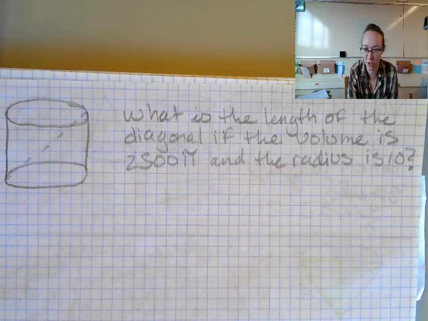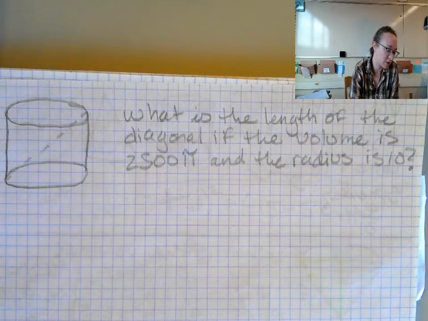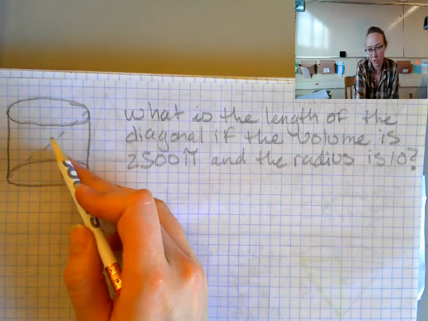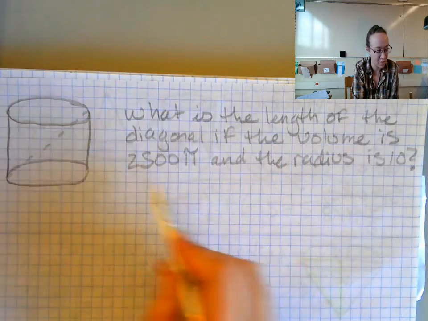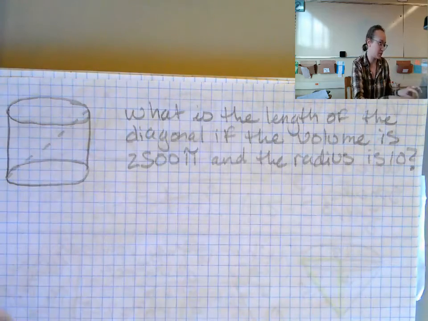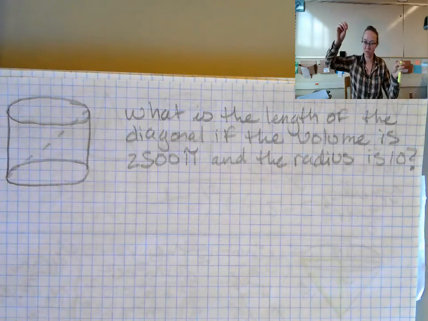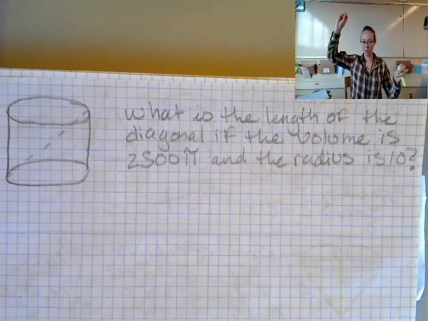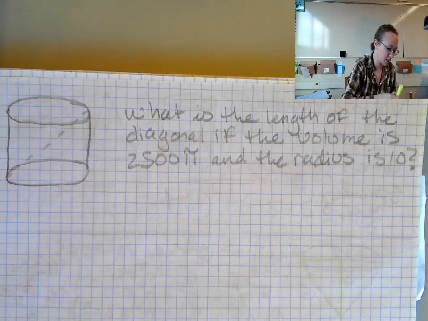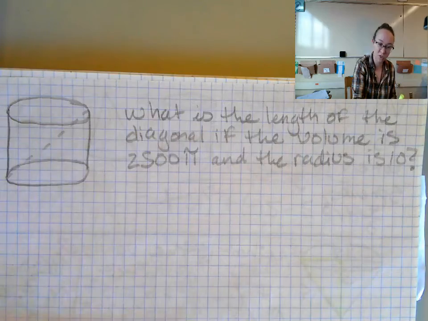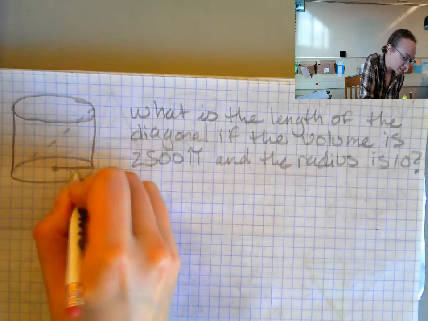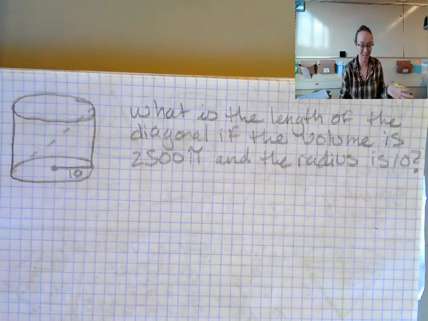All right, so this time we're going to work with a cylinder. And my question is, what's the length of the diagonal I've drawn here if the volume of the cylinder is 2,500 pi and the radius is 10? So this diagonal is cutting through the center of the cylinder from the top on one side to the bottom on the other, just like straight through the middle. Okay? And they've given us the radius of 10. They've given us the volume. They haven't given us the height.